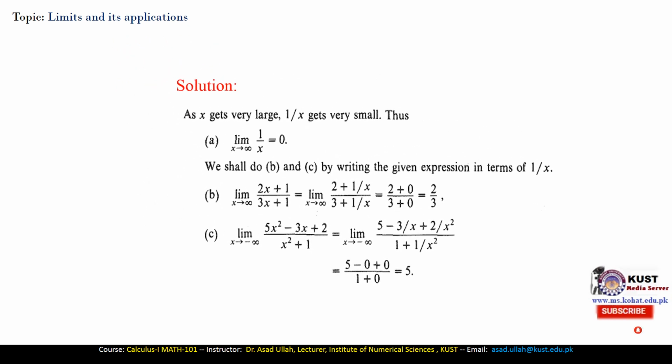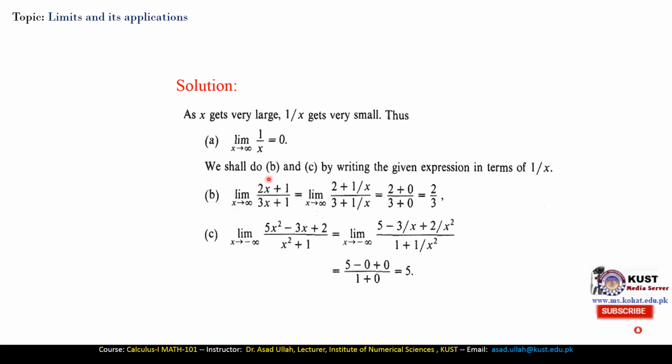Now in the solution, when x tends to infinity, 1 over x is equal to 0, because as we increase the value of x, we get 1 by 2, 1 by 3, 1 by 4, 1 by 5, and as x tends to infinity, this function 1 over x goes to 0. So in the limiting case, we can write that limit x tends to infinity of 1 over x is equal to 0.